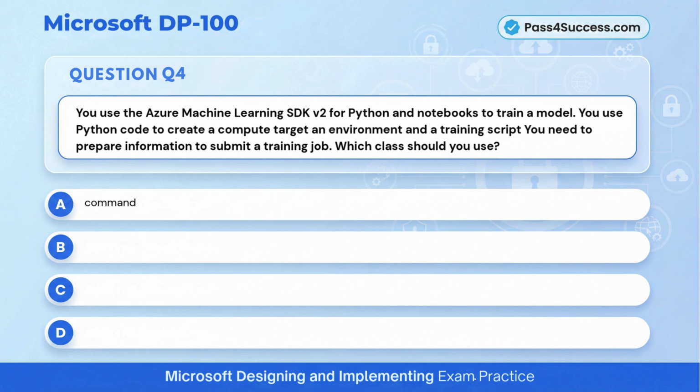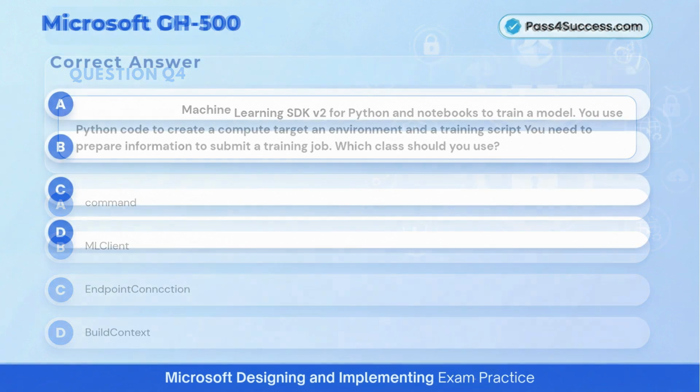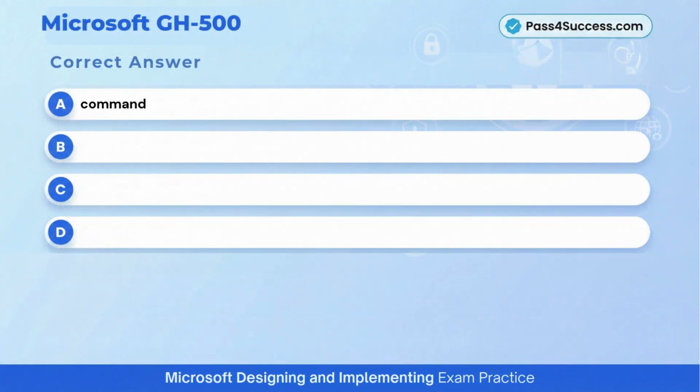Option A, command. Option B, ML client. Option C, endpoint connection. Option D, build context. The correct answer is A, command.